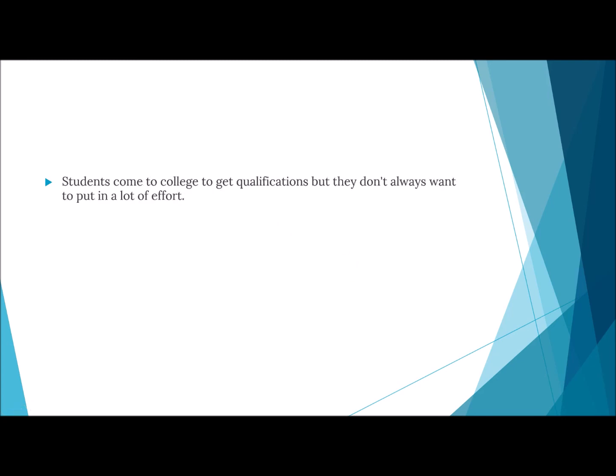Our next sentence. Students come to college to get qualifications, but they don't always want to put in a lot of effort. And this sentence needs a comma, and the comma needed is before this but. So it's one of those things, it's not a big issue, but it is something we did talk about. If you're joining your sentences with the conjunction but, you should have the comma before the but. Next one, the man was wearing a suit, he was carrying an umbrella.